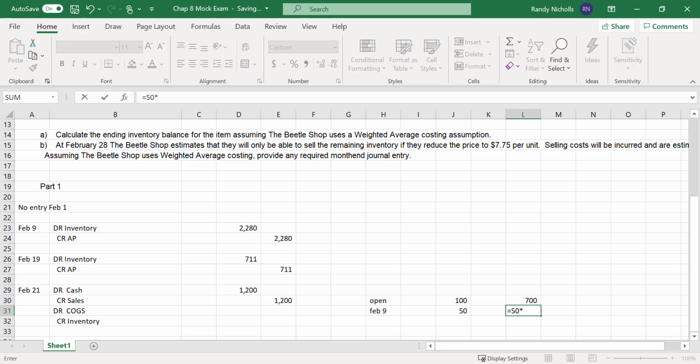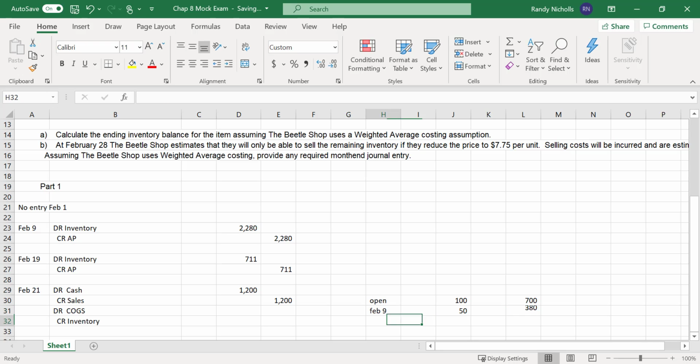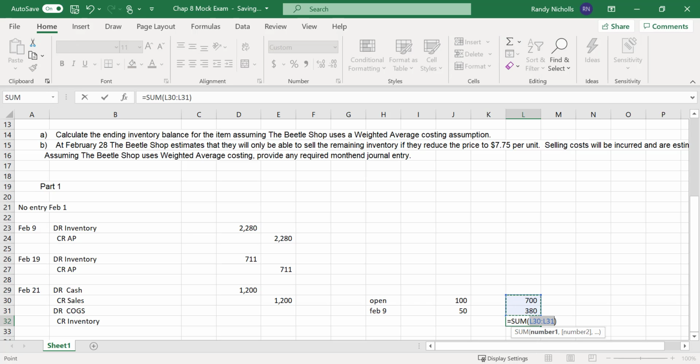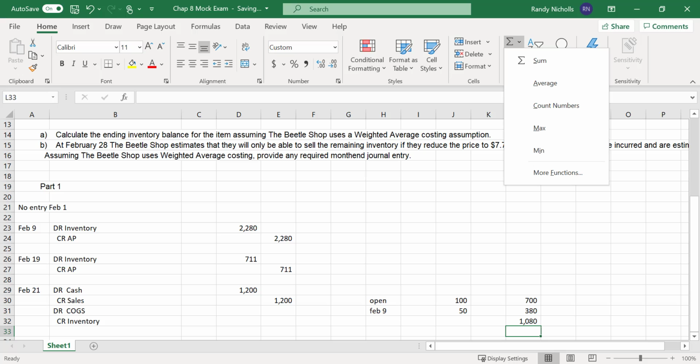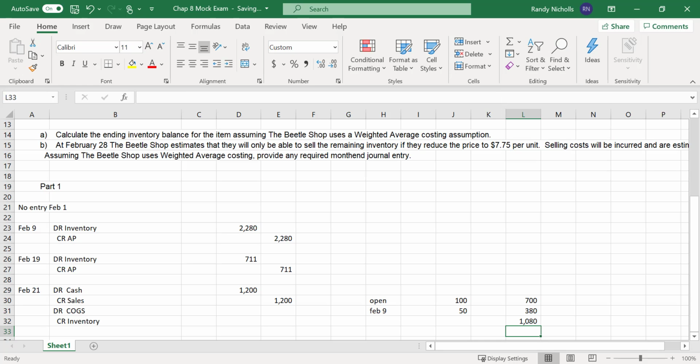And sorry, I am going fast because you guys have the ability to pause and rerun and watch again. And I'm going to use the sum function. It's up there. If you just hit that button, it automatically does a sum and it defaults to what cells it thinks you want. So generally, if you have a couple in a column ahead of it, that's what it grabs. So that's my cost of goods sold inventory.